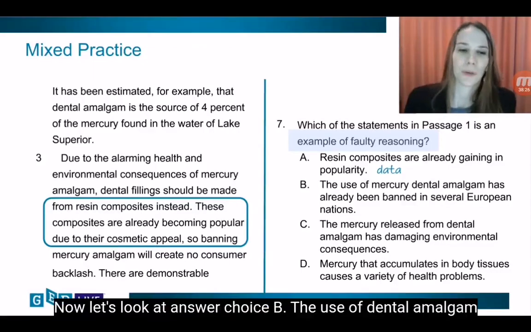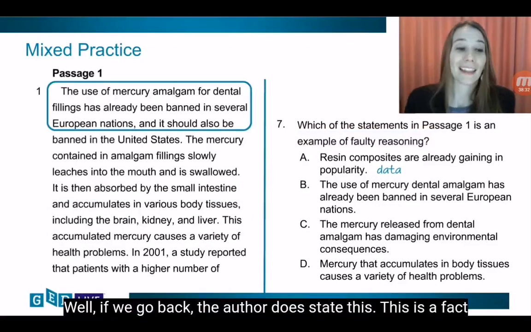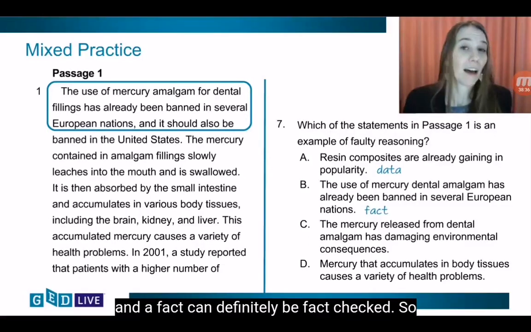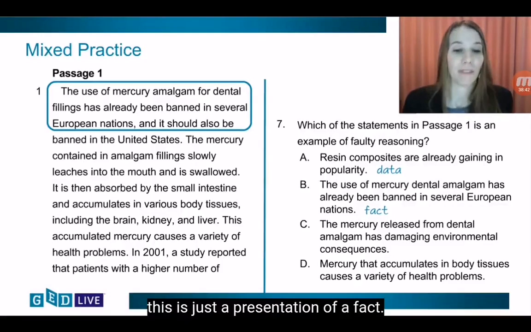Now let's look at answer choice B. The use of dental amalgam has already been banned in several European nations. Well, if we go back, the author does state this. This is a fact, and a fact can definitely be fact-checked. So there's no faulty reasoning here because this is just the presentation of a fact.